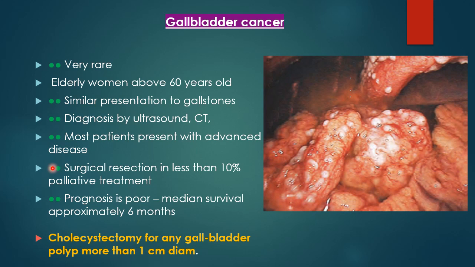Most of the time when they present, they already have intra-abdominal or peritoneal metastases as seen in this patient, or omental metastasis. So the role of prophylactic cholecystectomy becomes important, especially for any gallbladder polyp more than 1 centimeter in diameter.